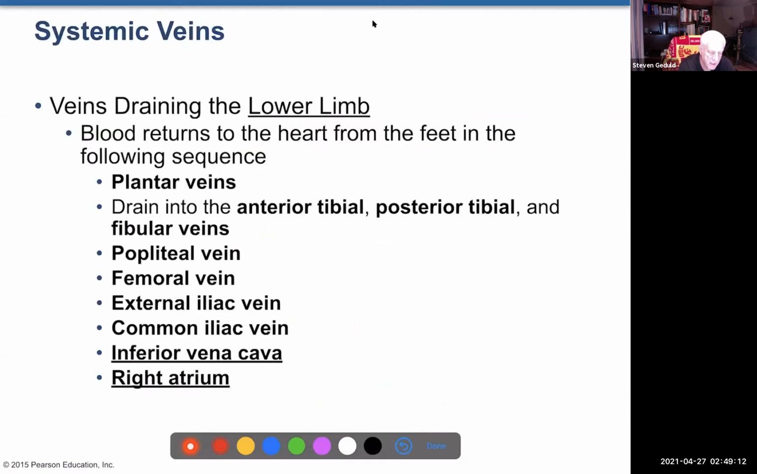Draining the lower limb, just like with the upper limb, you can have multiple pathways in case something gets damaged. You have multiple pathways bringing blood back from the lower limb up to the inferior vena cava. Blood returning from the feet could follow this sequence: from your plantar veins, it drains into the anterior tibial, posterior tibial, and fibular veins. That goes into the popliteal vein, back up into the femoral vein, to the external iliac vein, to the common iliac vein, inferior vena cava, right atrium.